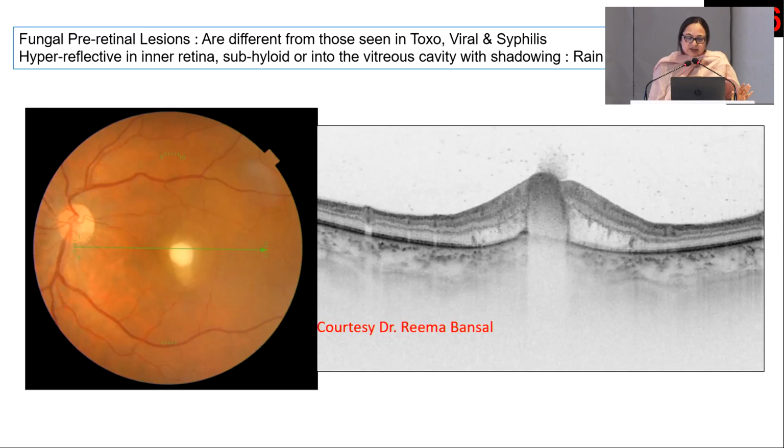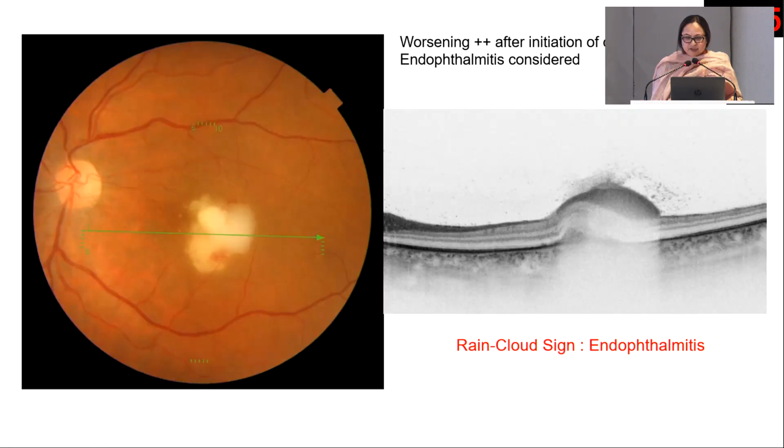So the third sign which should not be missed, which is very typical for infective, is the rain cloud sign. You have to remember that howsoever severe retinochoroiditis may be, it will have the overlying cells, but you will not see the cells bursting out of the retina. For example, this patient, you see, this is actually coming out of the retina, this is endophthalmitis.